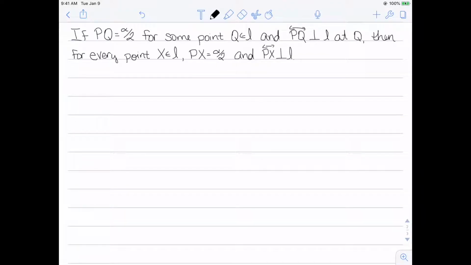The second result: if the distance between P and Q is equal to alpha over 2 for some point Q on my line L, and I know that the line PQ is perpendicular to L at Q, then for every point X on L, PX is equal to alpha over 2, and the line PX is perpendicular to L.